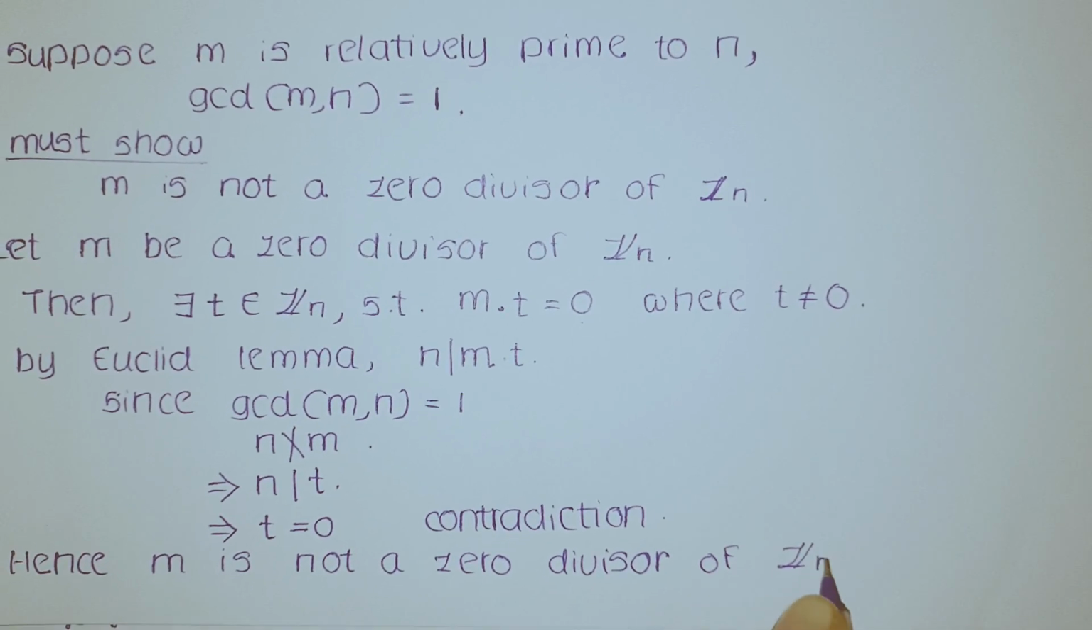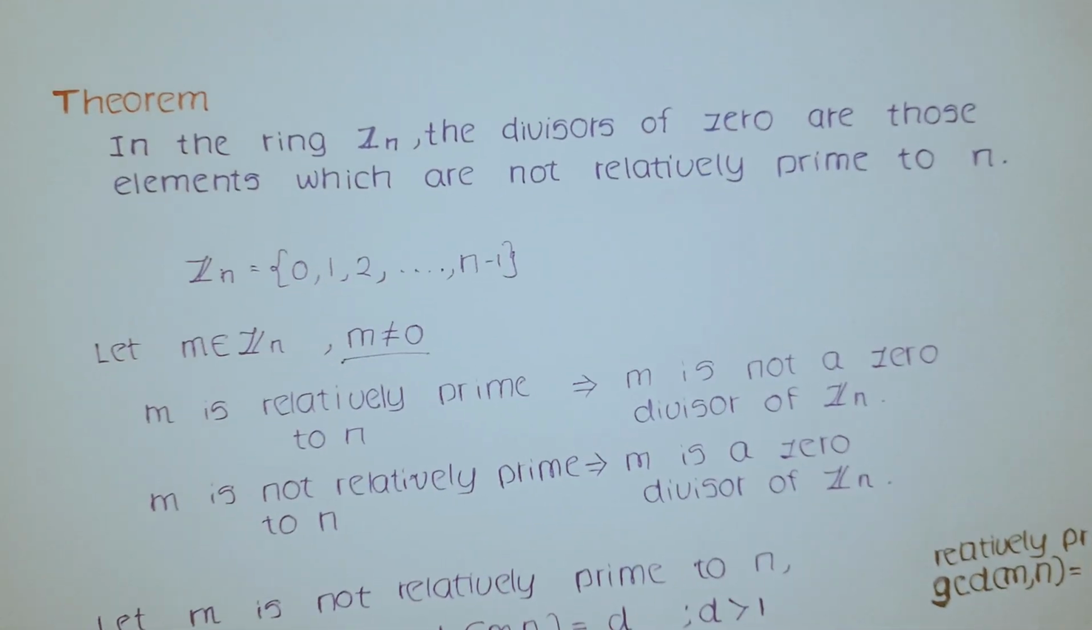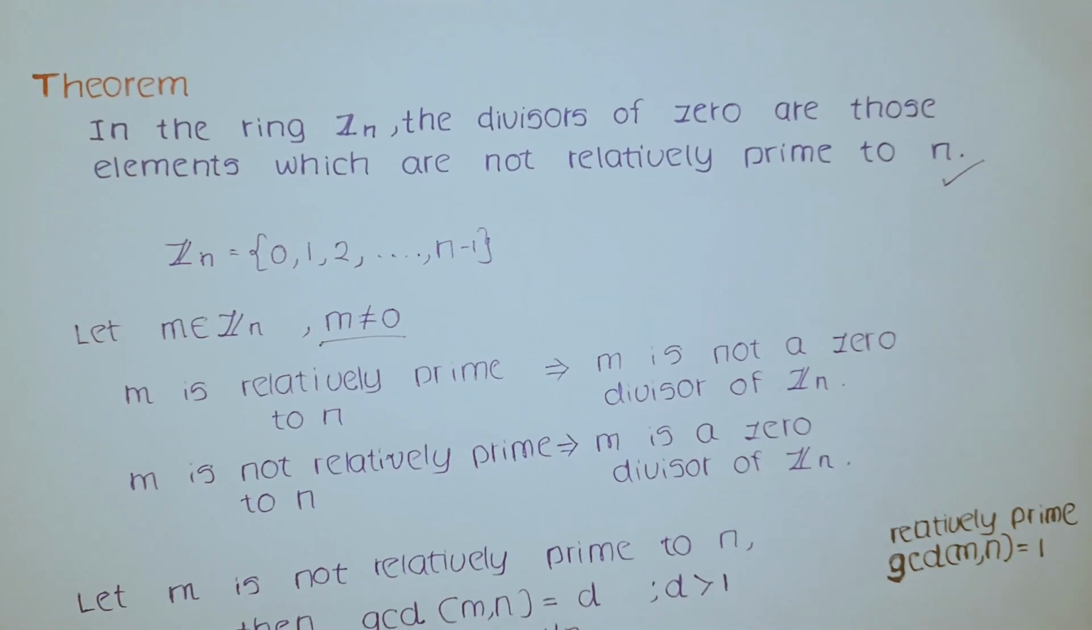So we proved the ring Zn contains zero divisors which are those elements not relatively prime to n.